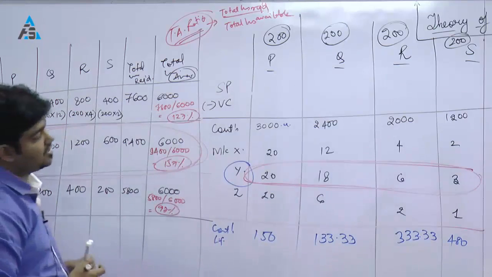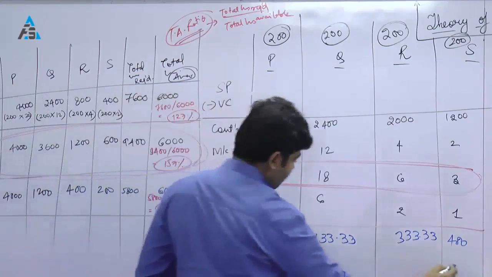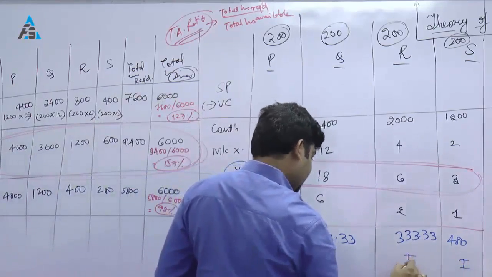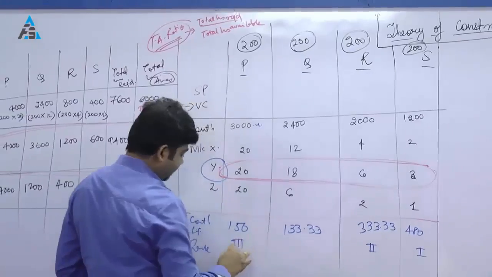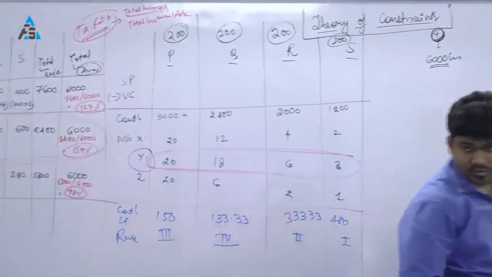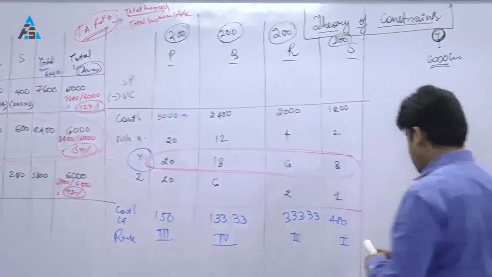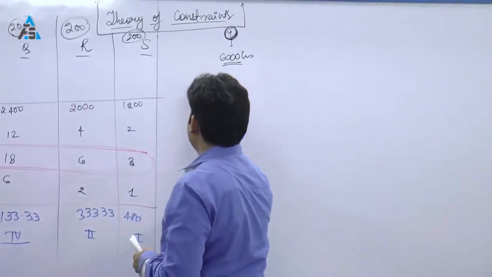So which is the highest limiting factor that I have? Accordingly I will give them a ranking. Which is the first rank? 480. Yes. Second rank is this. Third rank is 150, and fourth rank is 133.33. This is how the whole ranking system works. And based on these rankings, I will be able to allocate the number of hours and the product. So first I will produce S.